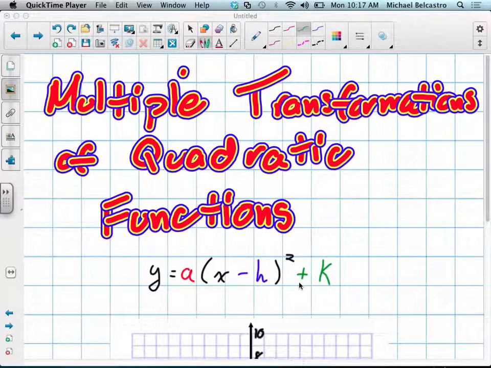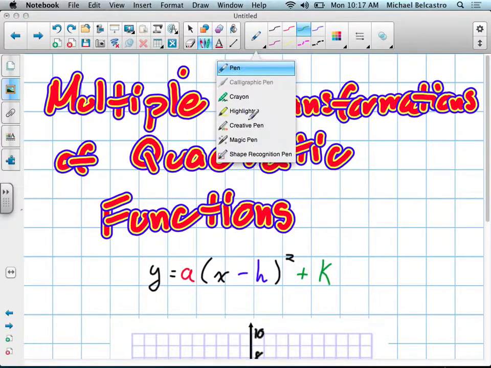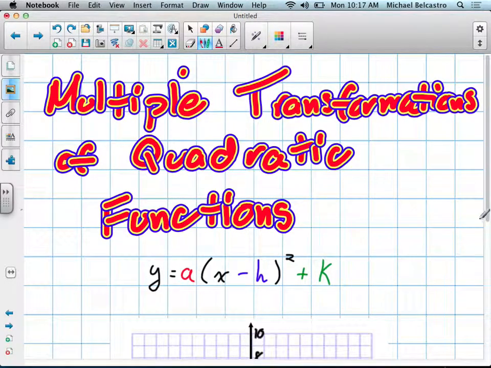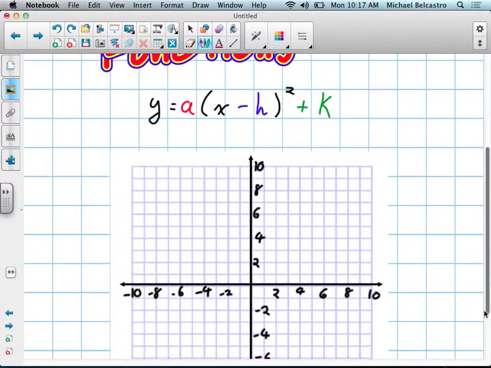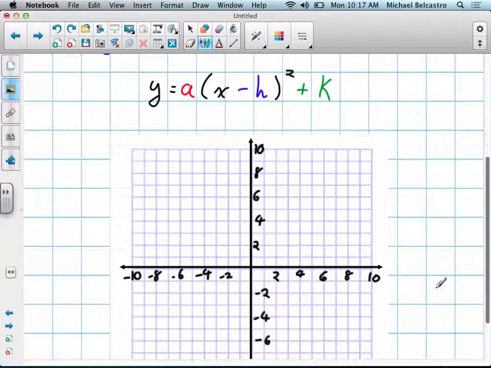Alright, we're going to go over multiple transformations of quadratic functions. On Friday, you looked at quadratic functions where we were just moving the vertex left and right, that being the only movement, or up and down, that being the only movement, or compressing and stretching it. Today, what we're going to be doing is putting them all together.